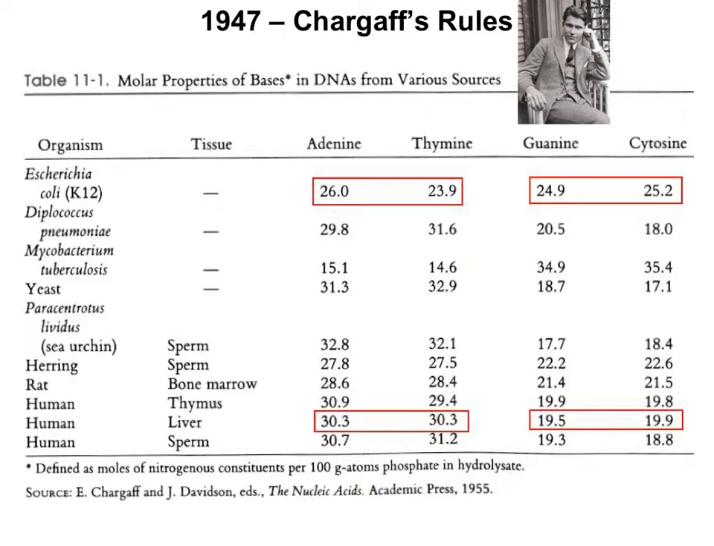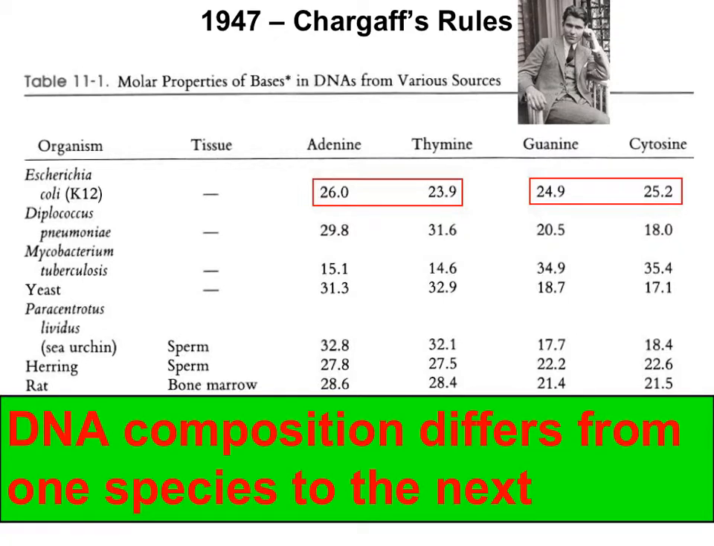Chargaff looked at DNA of many different species and even different organs from the same species. In this data table, we have some bacteria, E. coli, pneumonia bacteria, and tuberculosis bacteria. There's yeast, sea urchin, herring, a fish, a rat, and he even looked at different organs from humans: thymus, liver, and sperm. And when stepping back and looking at the data, Chargaff saw some patterns, but couldn't really explain them very well.